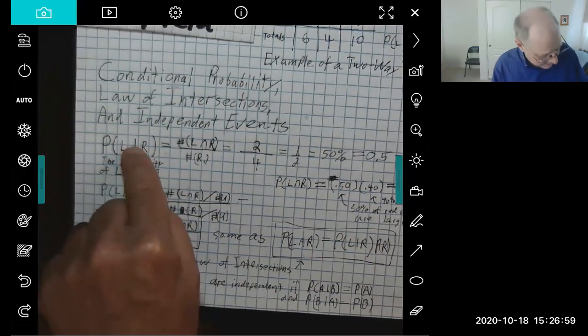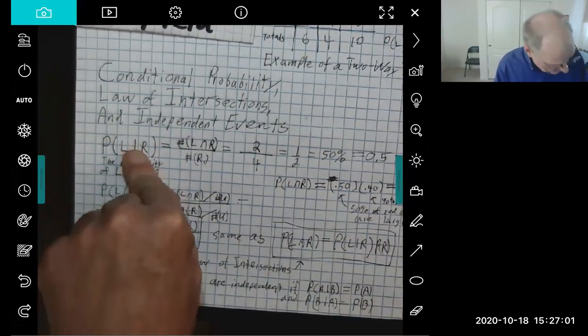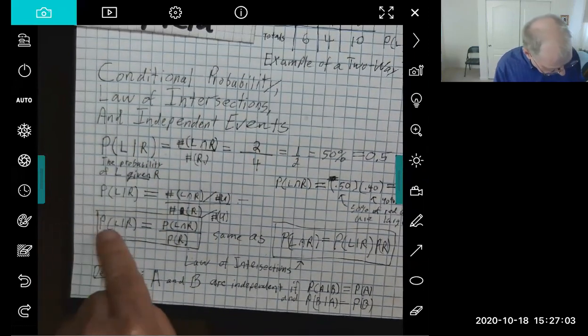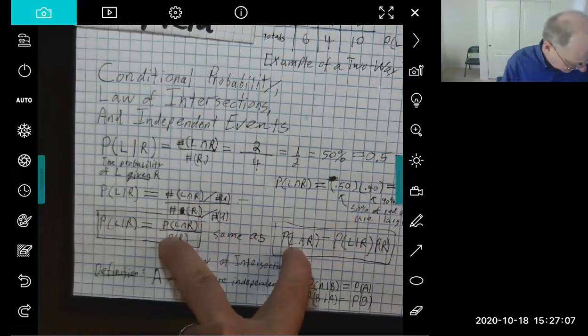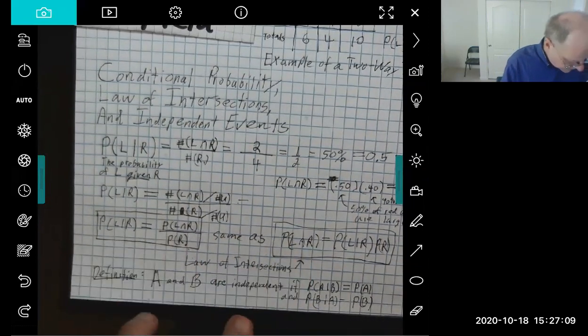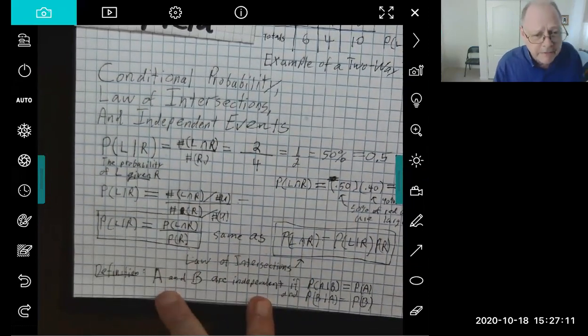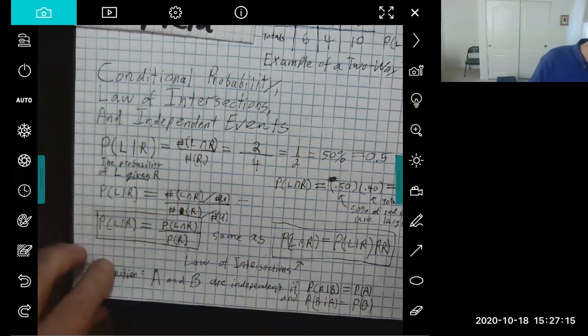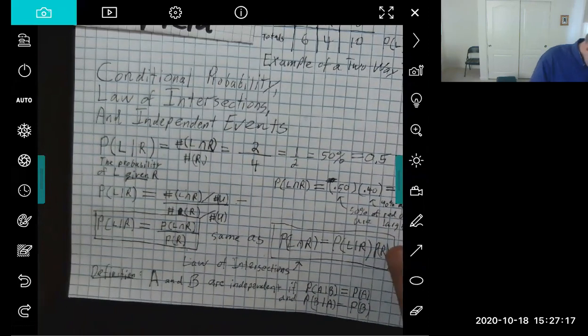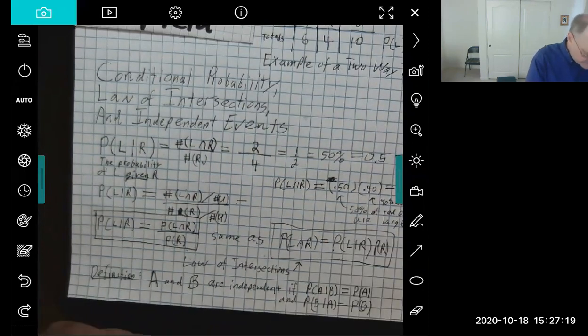So we've learned the symbol for conditional probability. We've learned the law of intersections. You can write it two different ways. We've learned the definition of when two events are independent. So we're just almost done.